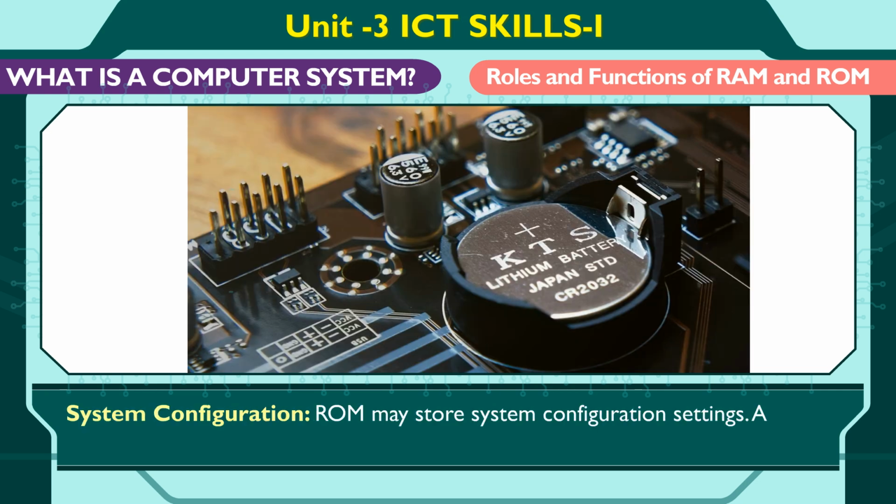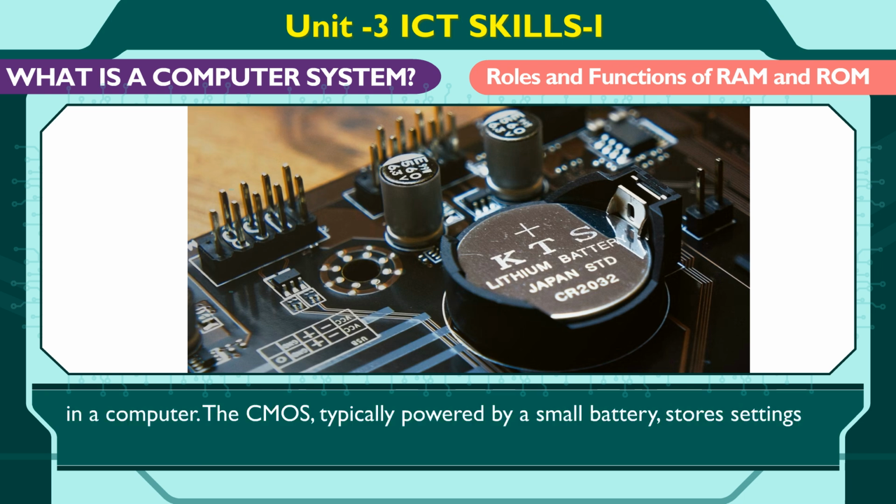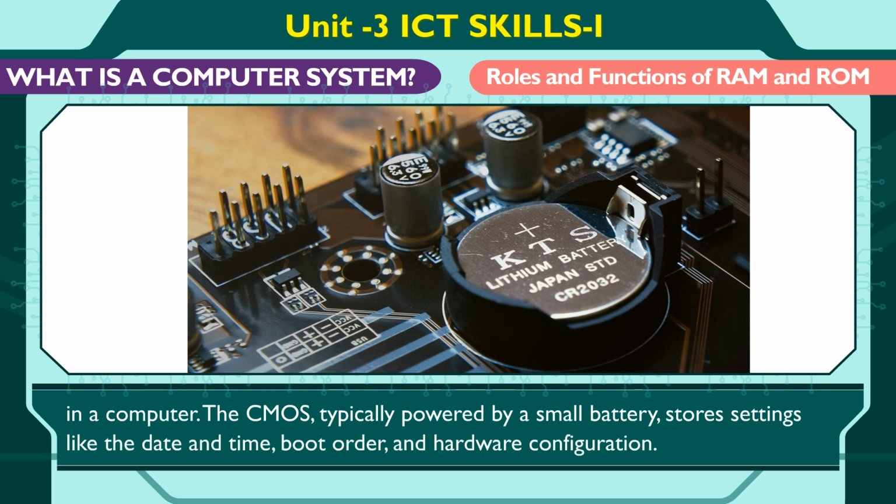System configuration. ROM may store system configuration settings. A common example is the CMOS, complementary metal oxide semiconductor, in a computer. The CMOS, typically powered by a small battery, stores settings like the date and time, boot order, and hardware configuration.